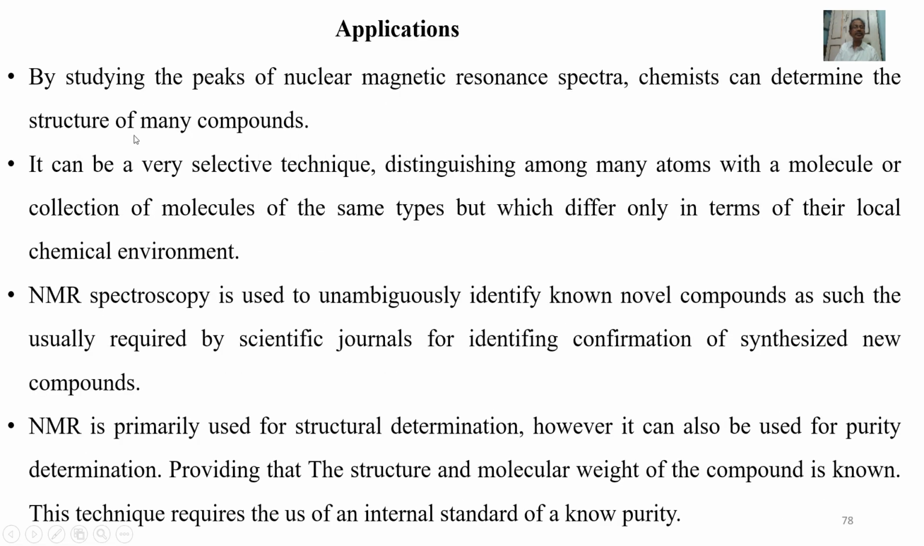Applications. By studying the peaks of nuclear magnetic resonance spectra, chemists can determine the structure of many compounds. It can be a very selective technique, distinguishing among many atoms within a molecule or a collection of molecules of the same types, but which differ only in terms of their local chemical environment. NMR spectroscopy is used to unambiguously identify known and novel compounds, and as such is usually required by scientific journals for confirmation of newly synthesized compounds.